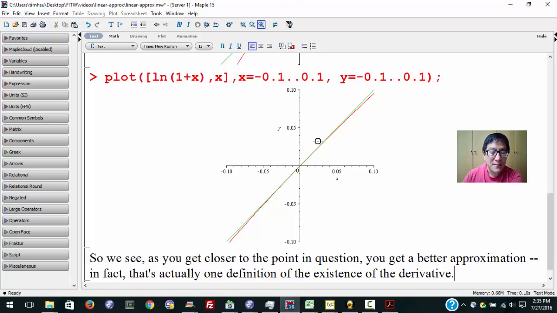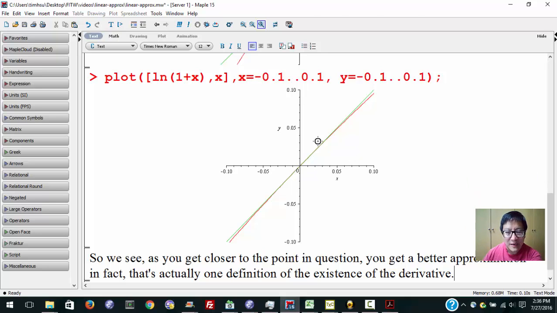And in fact, that's actually one definition of the existence of the derivative, that as you zoom in closer, you get a better approximation. Oh, sorry to get all deep on you there, but it's true. The more you actually use some piece of math, the deeper the thinking you tend to need.